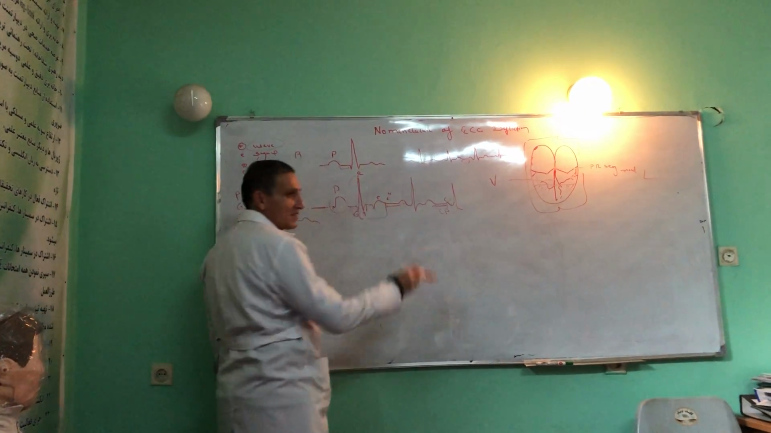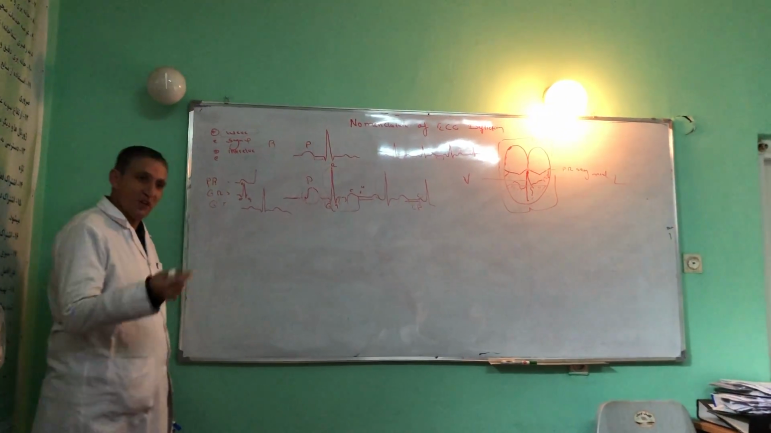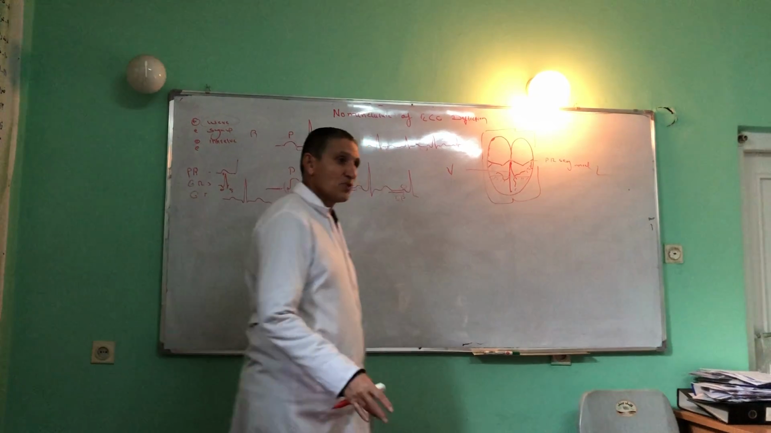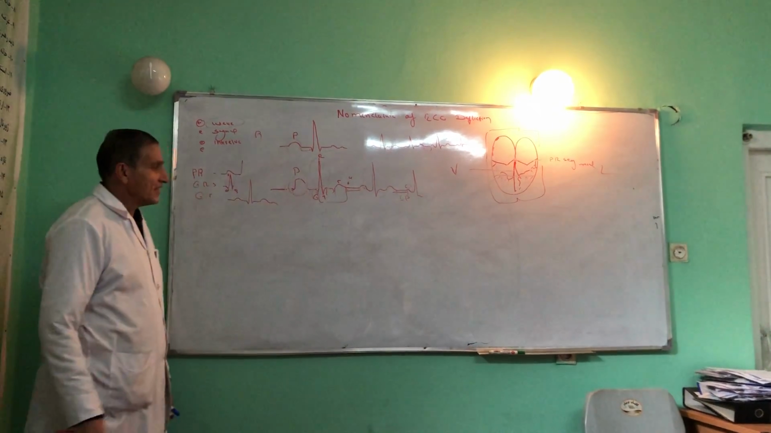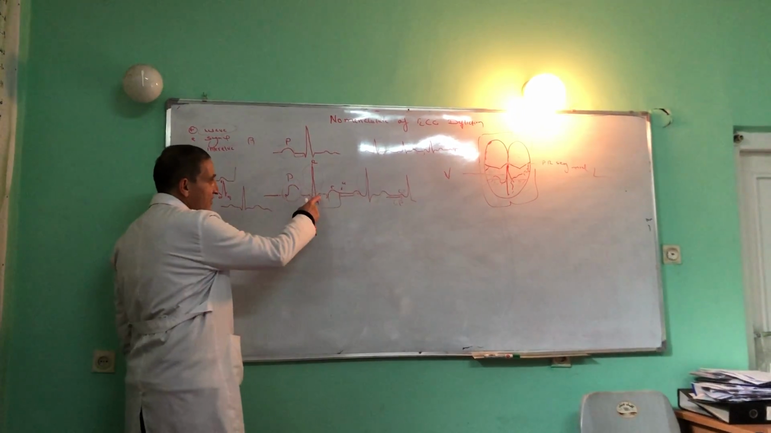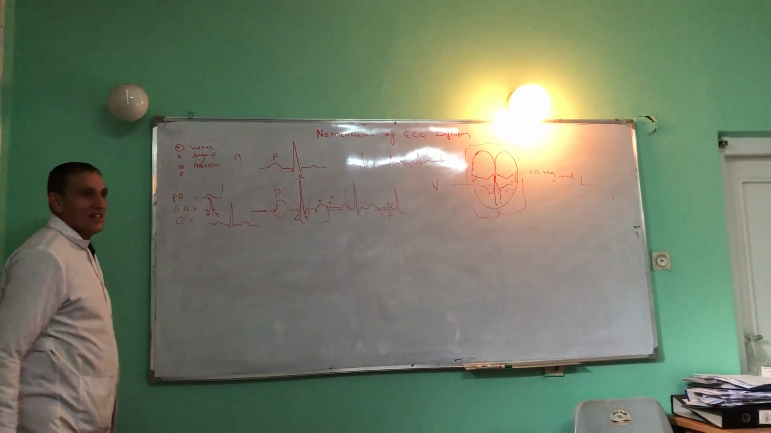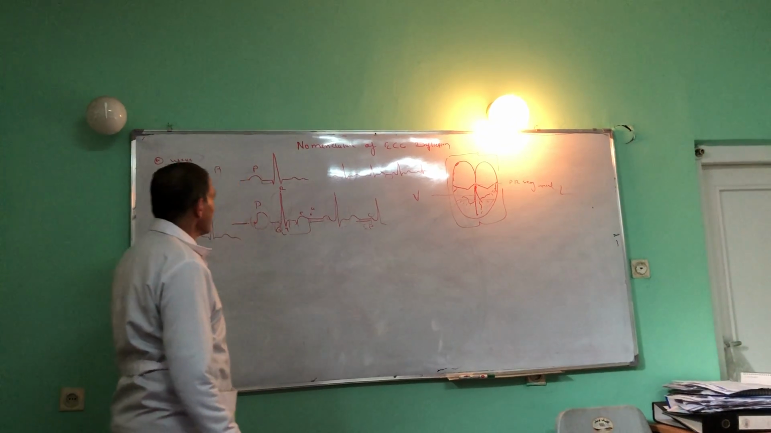Now, the ST segment elevation. Those conditions are infarction, pericarditis, aneurysm, Brugada syndrome, and pericarditis. In these cases, the ST segment is elevated. So, right now, this was about the nomenclature of the ECG deflections.